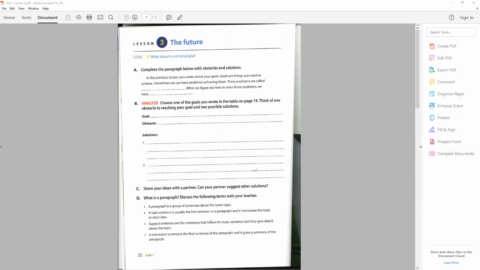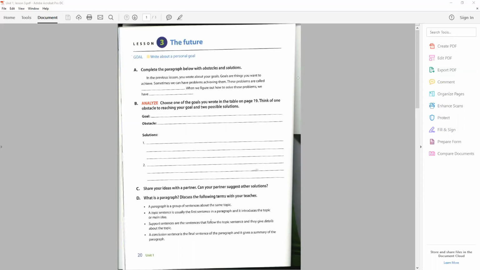Okay. So lesson 3 is called the future. Okay, and our goal today is to write about a personal goal. Okay, so let's look at A. It says complete the paragraphs below with the words obstacles and solutions. Okay, now if you remember clearly from lesson 2, we talked about what are obstacles and what are goals. Okay, so let's go ahead and read this.